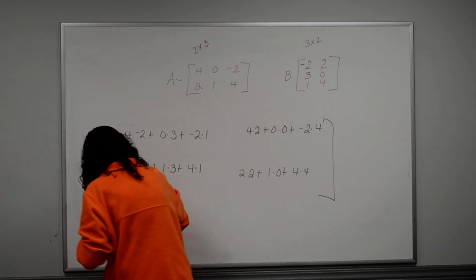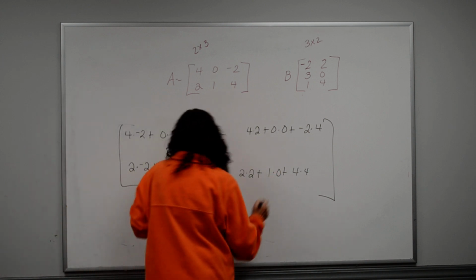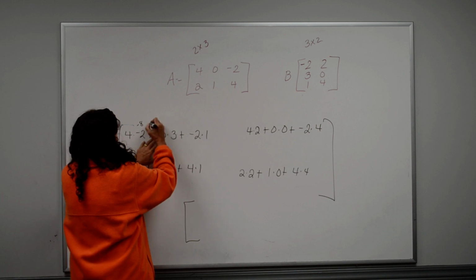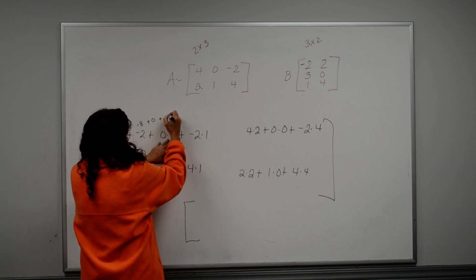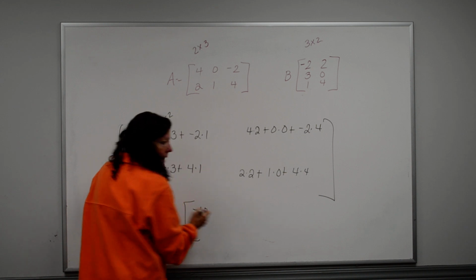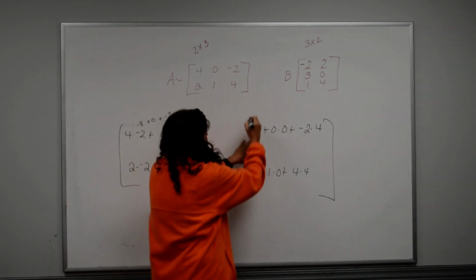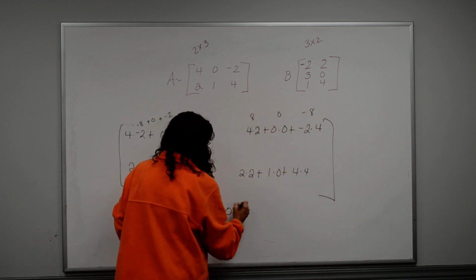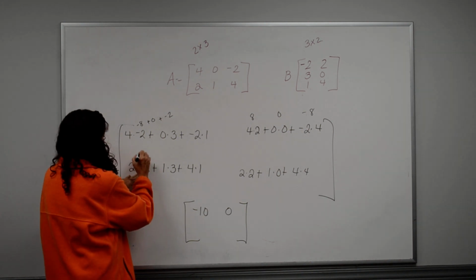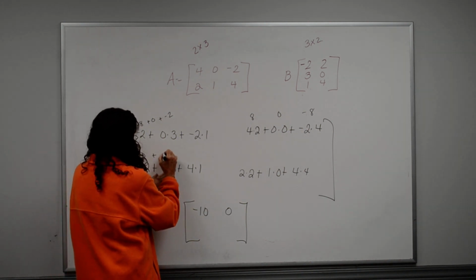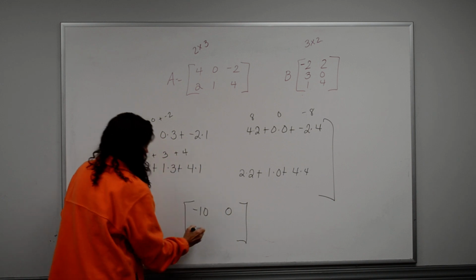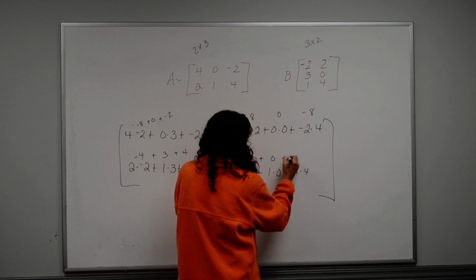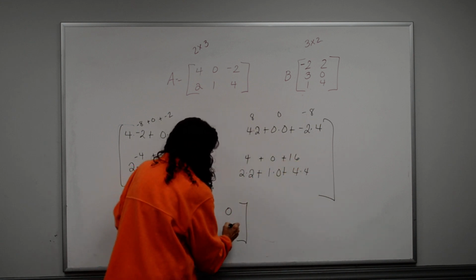So the result we'll put down here. Okay, so this is going to be negative 8 plus 0 plus negative 2. So I have a negative 10 right there. Then I have an 8, a 0, and a negative 8. So I have a 0 right there. Then I have negative 4 plus 3 plus 4. So that's going to give me a 3. I have a 4 plus a 0 plus a 16, which is going to give me a 20.